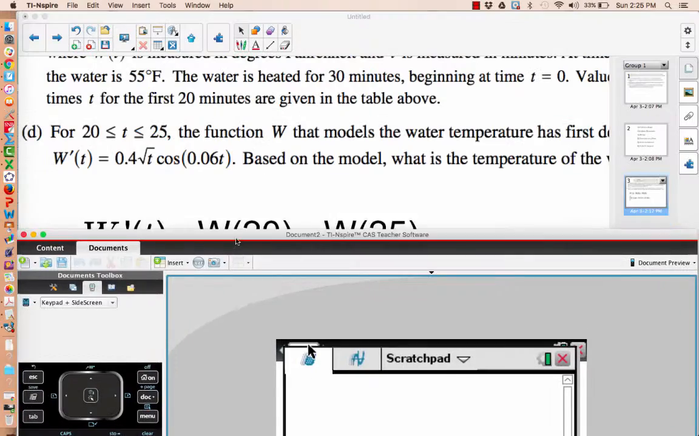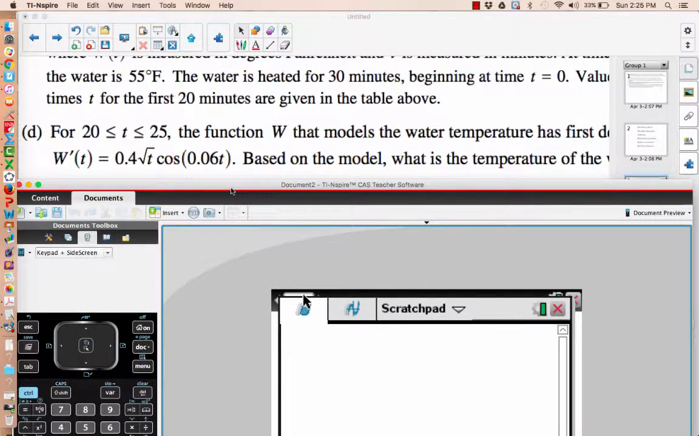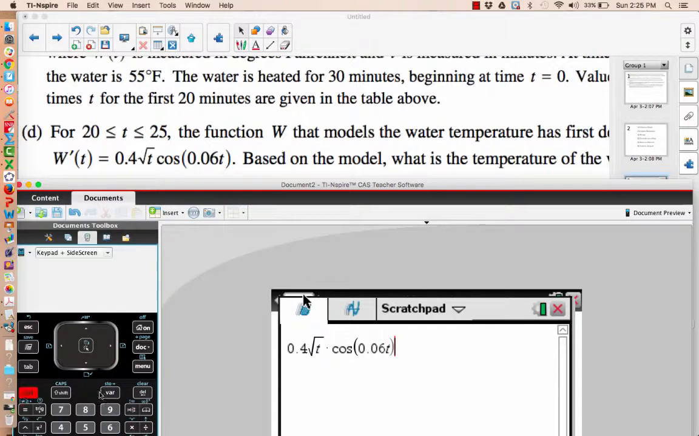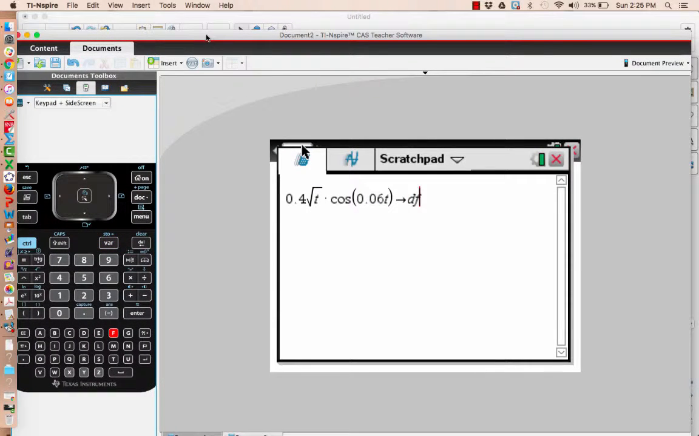So let's again store this function w prime. So we have 0.4 times the square root of t times the cosine of 0.06 t. Store. Now you can store this as whatever you like. For me, I'm going to call it dw, because that tells me derivative of w. I'm going to put of t.